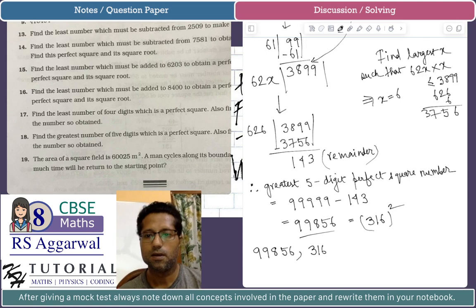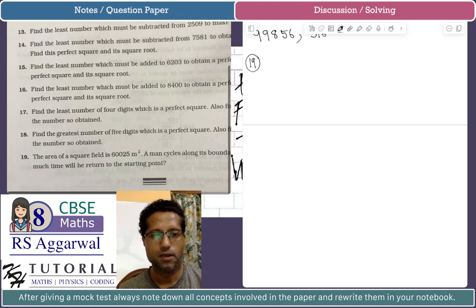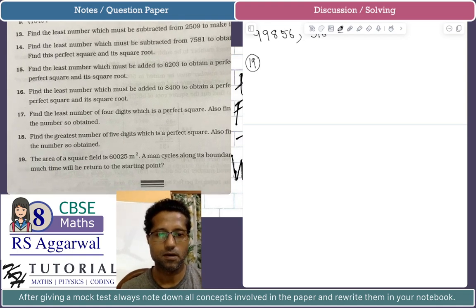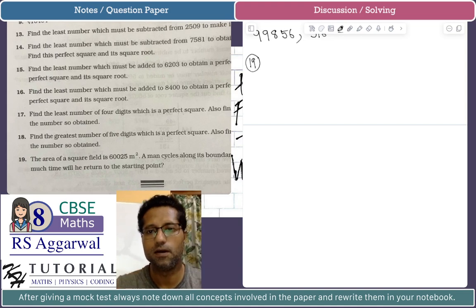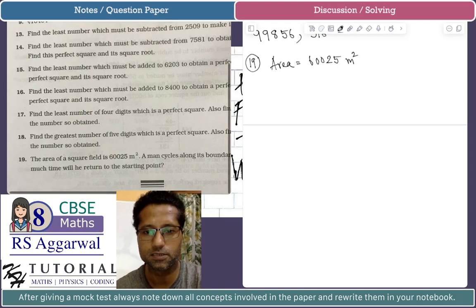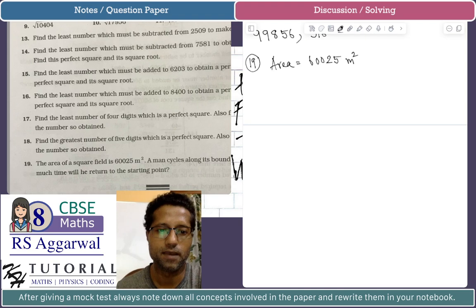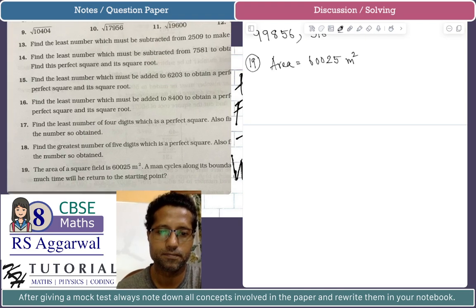Okay, so let's do question number 19. This is a kind of word problem. The area of a square field is given as 60025 meter square. A man cycles around its boundary at 18 km per hour. In how much time will he return to the starting point?